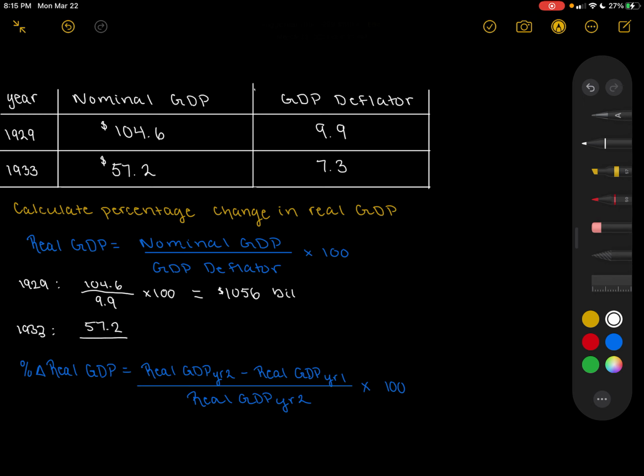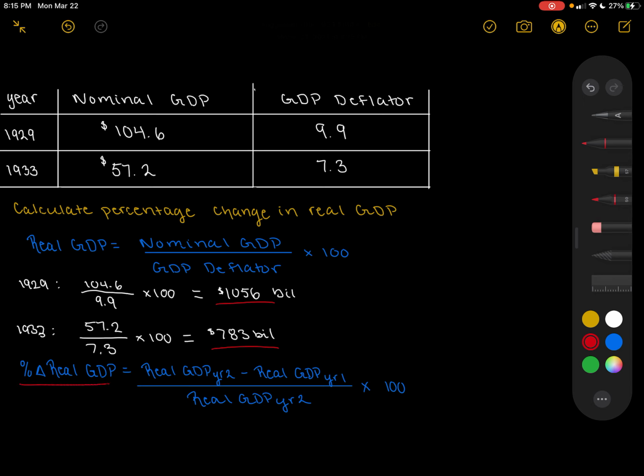Now let's go ahead and do the same thing for 1933, where we take its nominal GDP of 57.2, divide that by its GDP deflator of 7.3, multiplied by 100, we get a real GDP in 1933 equal to $783 billion.